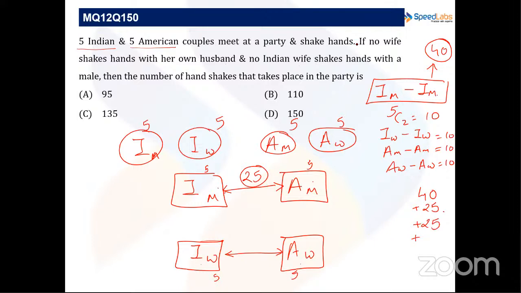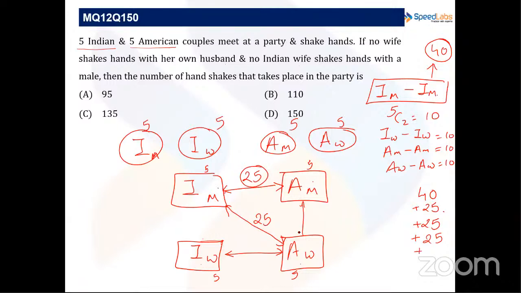Now, we are also given that no Indian wife shakes hands with a male. So there is no such option and there is no such option. But there is no restriction on Indian male and American women. So in how many ways they can have the handshake is 25 ways.